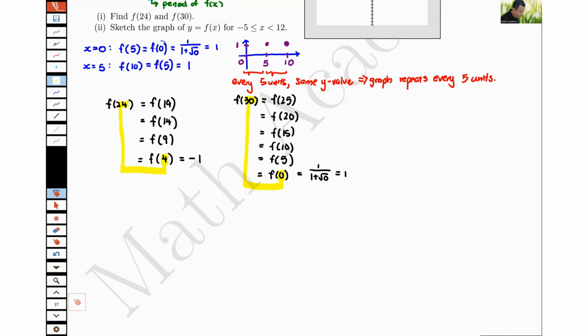The better way for us to do this is you take 24. I'm going to divide by the period, which we know is 5. I divide by 5, but I don't want the value. I'm looking for the remainder. Effectively, if you keep subtracting 5 and you get to the last number, that number is the remainder. So the remainder here is equal to 4. And therefore, f(24) will be the same as f(4).